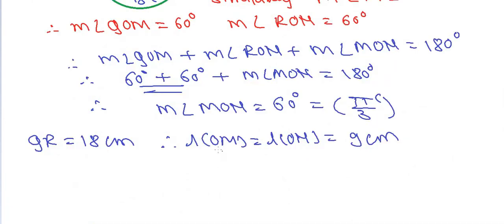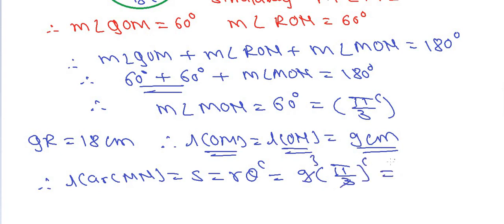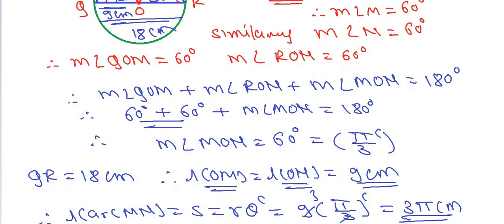Now see this, length OM is equal to length ON is equal to 9 centimeter, which is the radius of the circle, and therefore now we can write length of arc MN is equal to S is equal to R into theta in radian, that is equal to 9 into pi by 3 radian. Now 3 threes are 9, and so we get the final answer is equal to 3 pi centimeter. So this is the length of arc, 3 pi centimeter.